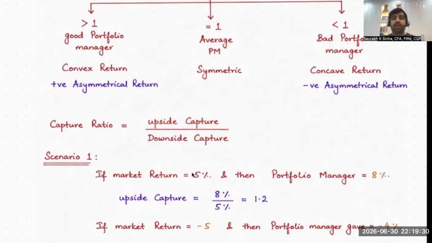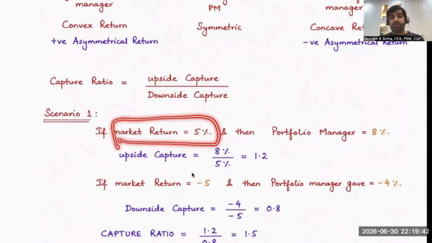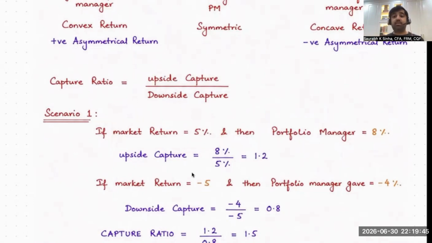Let's understand what the different possible values of the capture ratio would be in different scenarios. In scenario one, the market has given me a return of 5%, but the portfolio manager has given me a return of 6%. So 6% upon 5% is how much? 1.2. That is the upside capture. The portfolio manager has outperformed the market, and the outperformance is about 120% of the market. So the ratio is 1.2.